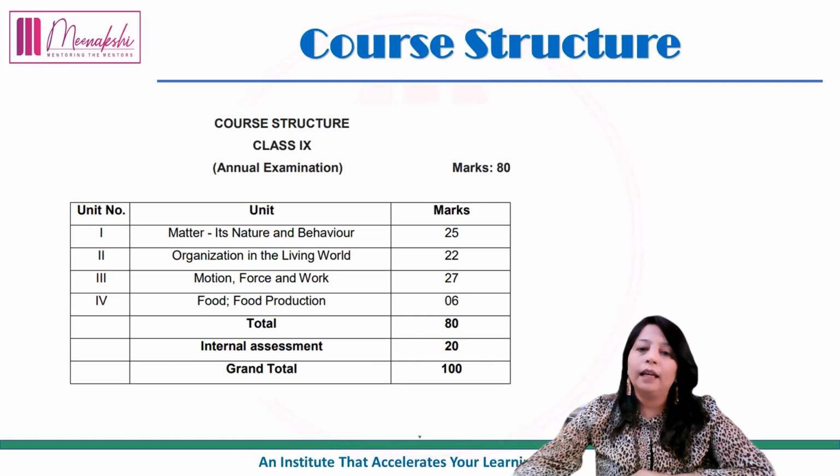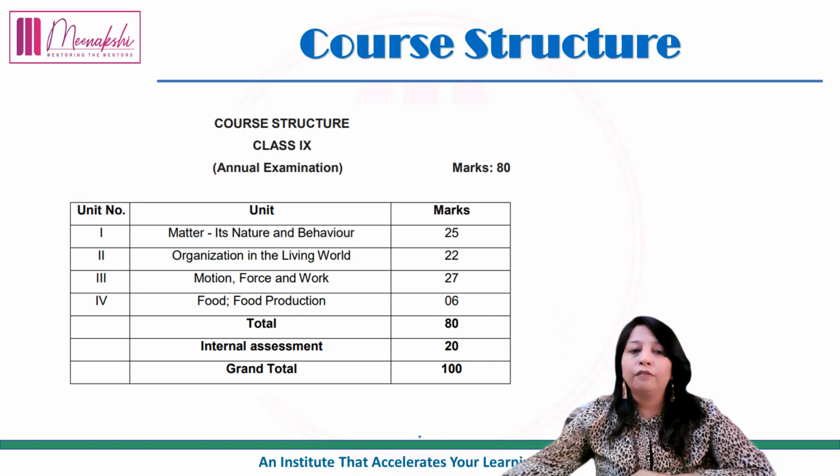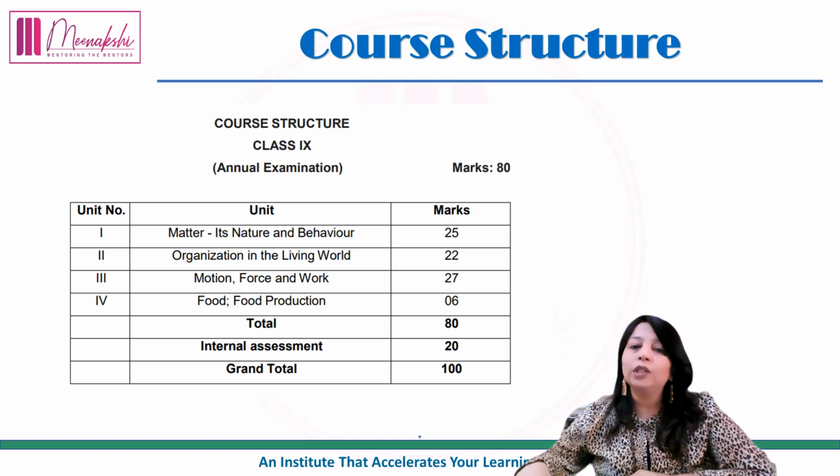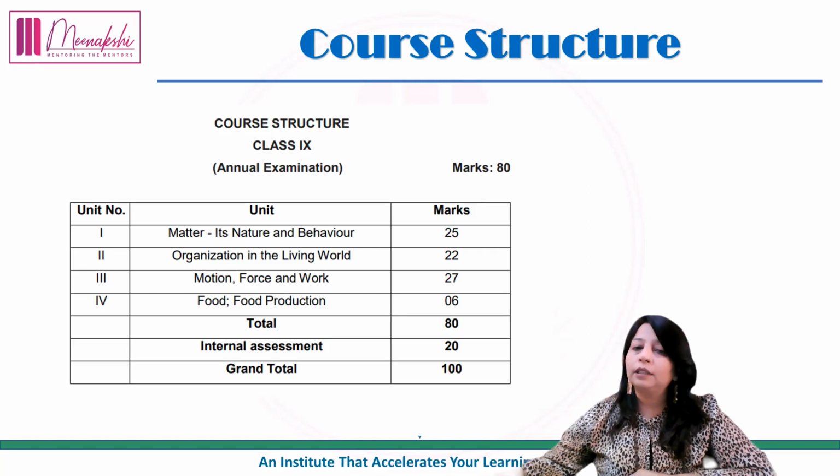For class 9th, there are basically 4 units: matter, its nature and behavior for 25 marks; organization in the living world, 22 marks; motion, force and work, 27 marks; food and food production for 6 marks. So this is how it makes 80, and internal assessment for 20 marks, and total for 100 marks.